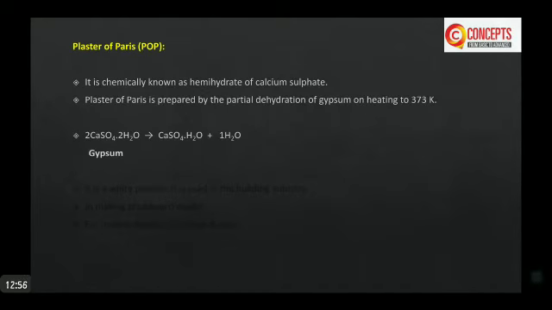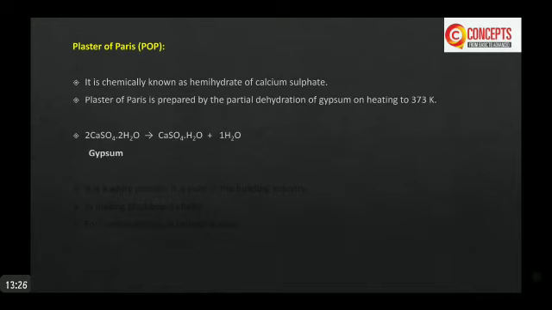Now what is gypsum? Gypsum is calcium sulfate. The name plaster of Paris was given to this compound because for the first time it was made from gypsum, which was mainly found in Paris.